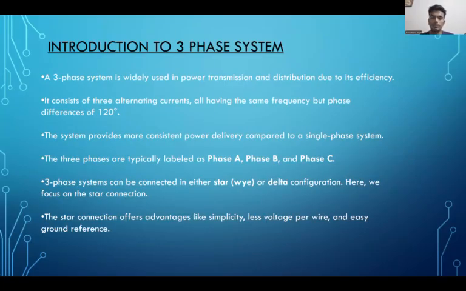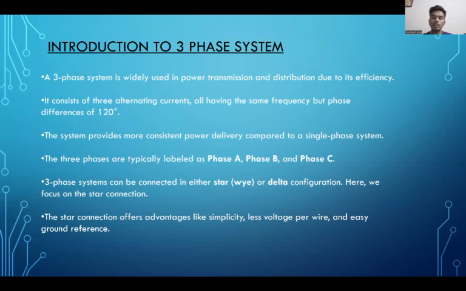Introduction to three-phase system. A three-phase system is widely used in power transmission and distribution due to its efficiency. It consists of three alternating currents, all having the same frequency, but phase differences of 120 degrees. The system provides more consistent power delivery compared to a single-phase system. The three phases are typically labeled as phase A, phase B, and phase C.